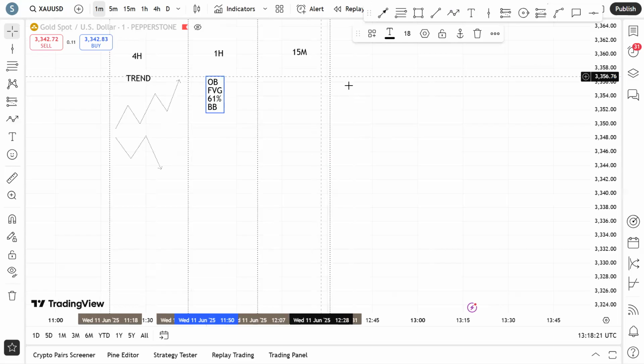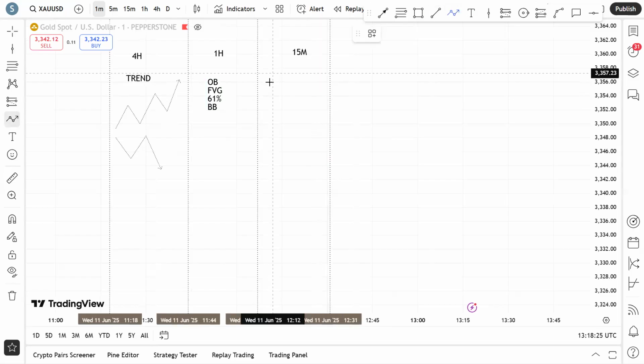Then on the 15 minutes time frame, that's where we look for a change of market structure plus the confirmation, so that you can enter the market. Let's say on our 4 hour time frame, the market is going up like this.